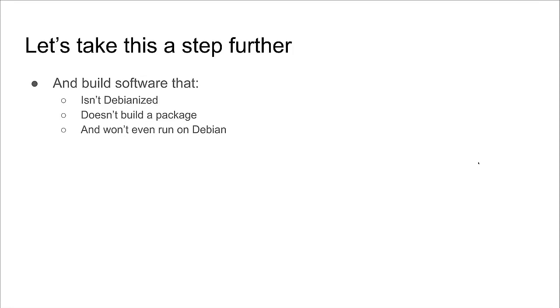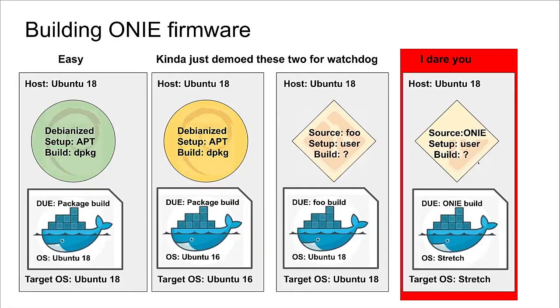However, we can take this a step further. Building Debian packages is still pretty familiar. Let's head a little bit more out to the extremes and build something that isn't Debianized, doesn't build a package, and won't even run on Debian. This is where I get back to my role as project lead for ONIE, which is firmware that runs on network switches.